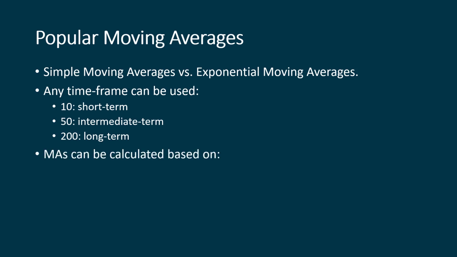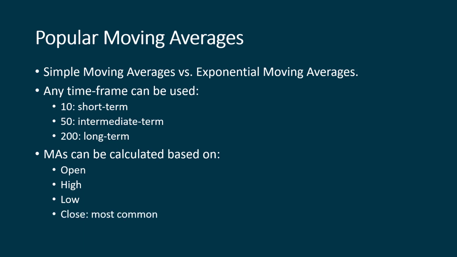If you use a bar chart for your analysis or a candlestick chart, you'll notice that there are 4 prices for any given day. There's the open, the high, the low, and the close, and we can base a moving average calculation on any one of those. So you can base it on the open, the high, the low, and the close.